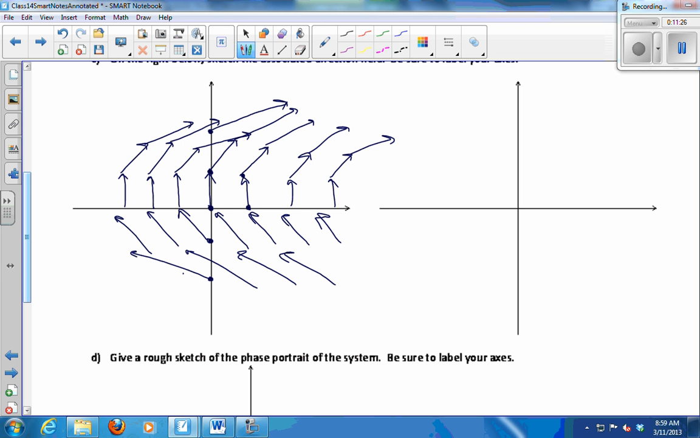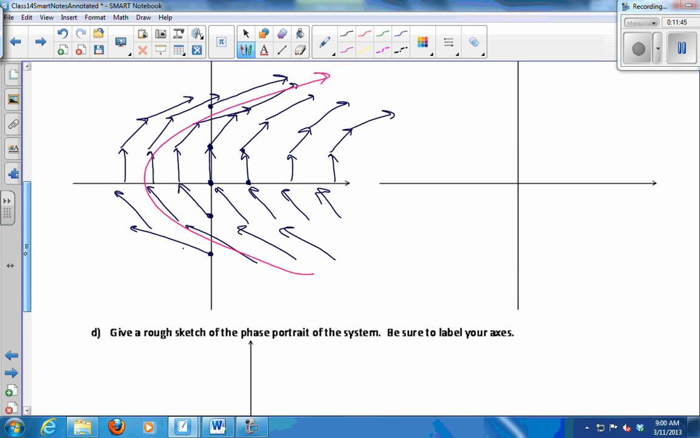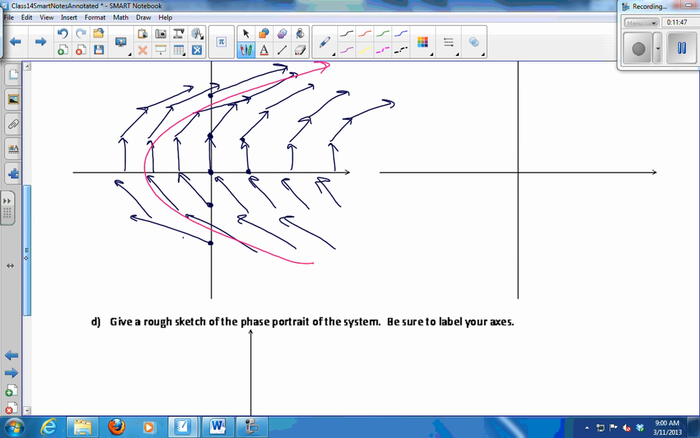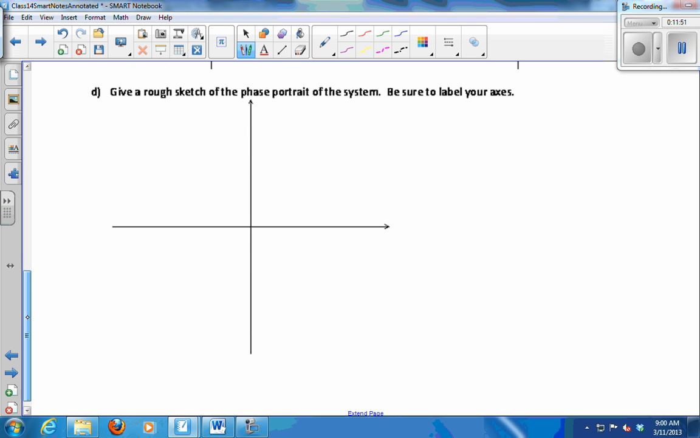So you can kind of get a sense of what's happening now, even with this really rough sketch of the vectors. If I were to trace in a solution, it probably is something like that. I'm not going to do the direction field. I don't feel like it. Just shorten the arrows. So a rough sketch of the phase portrait. So that's where you just trace in some solution curves. So my phase portrait's going to look something like this.